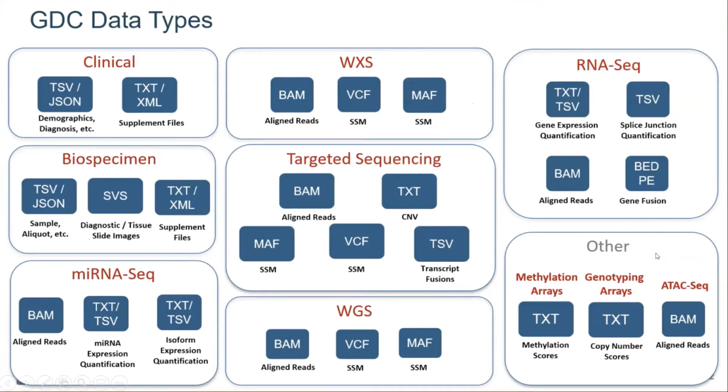MicroRNA-seq data types are the microRNA expression quantification and isoform expression quantification data in TXT and TSV formats. Among the other data types, GDC also makes available methylation scores from methylation arrays and copy number scores from SNP6 genotyping arrays. For ATAC-seq, GDC only provides aligned reads as BAM files. Next slide.